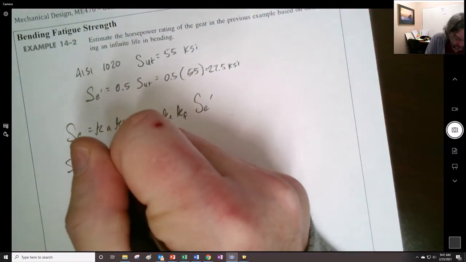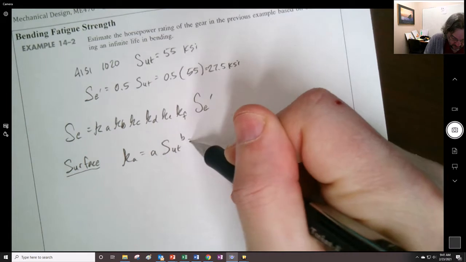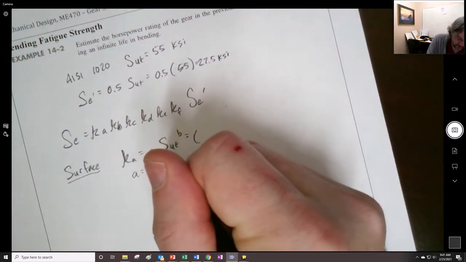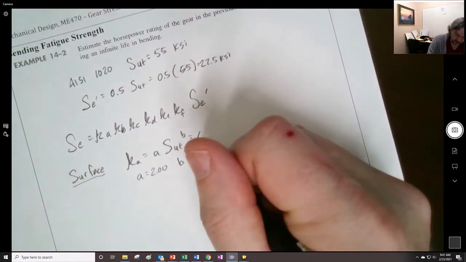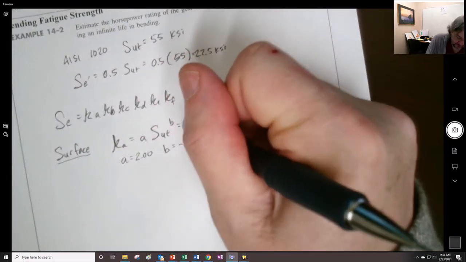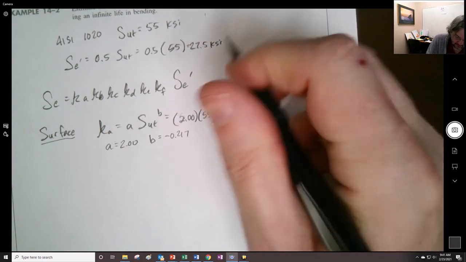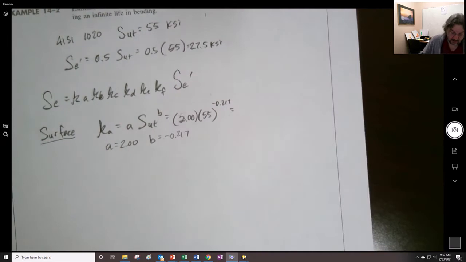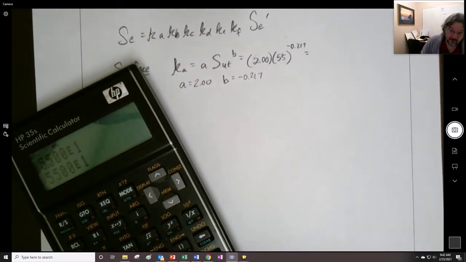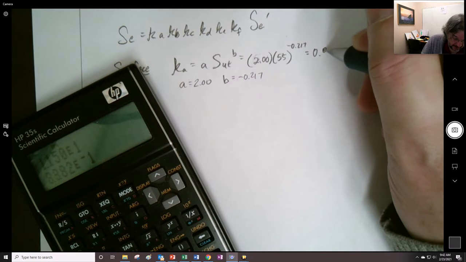So let's put this in here. Here's the surface condition. Ka is going to be equal to a Sut raised to the b, right? Where a is, as I mentioned, 2.0, and b is going to be negative 0.217. So that's going to take the 55 raised to the negative 0.217. And I don't think they use enough sig figs in Shigley for these. They should be better examples for you. So 55, and a 0.217, make it negative, and I raise it, and then two times, so ka is 0.8382.